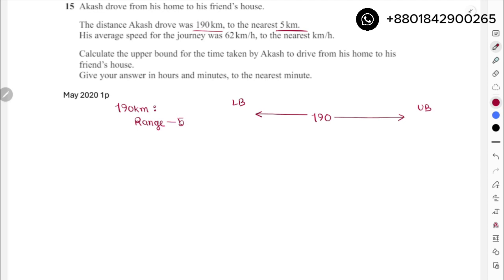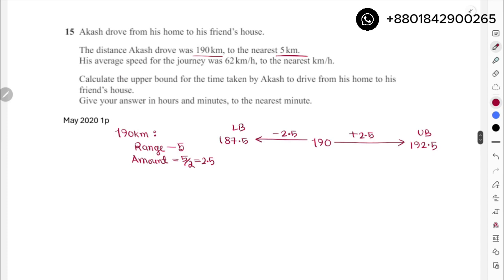And now if you want to find out how much will be added to your 190 to get to that upper bound, or how much has to be subtracted from 190 to get to the lower bound, the amount that needs to be added or subtracted is always half of that range, which is 2.5. That means now if you add 2.5 to this 190, you will get 192.5, and if you subtract 2.5 from 190, you get 187.5, right? So these are the two distances you get.